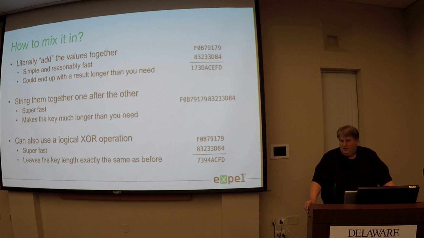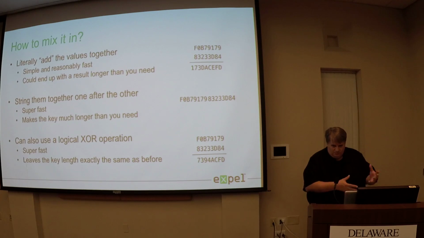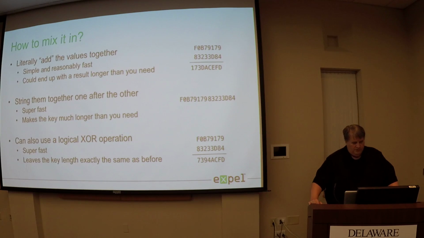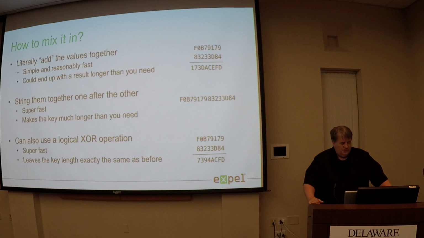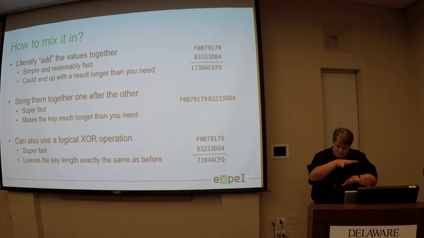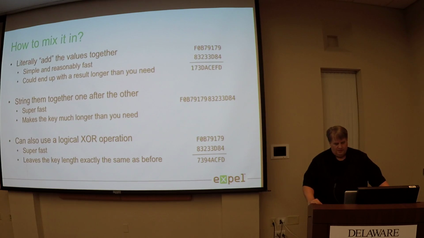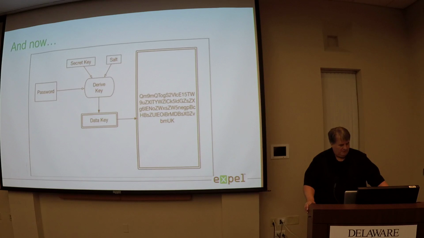There are times when you do simple things like that and throw extra data away, and it actually makes things significantly weaker because of some foible in how the algorithm works. You can also just glom them together one right after the other, super fast, but now you've definitely got a big key. You can also use a logical exclusive OR operation, which takes them together and does some sort of bit level matching between them, and you end up with a string that's the same length. That's what's done in a lot of cryptography, the XORs.